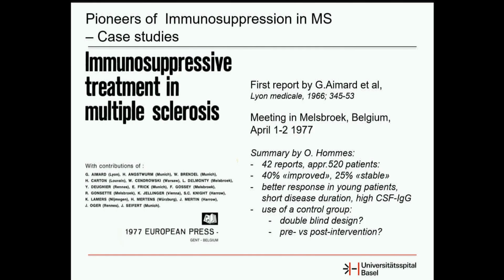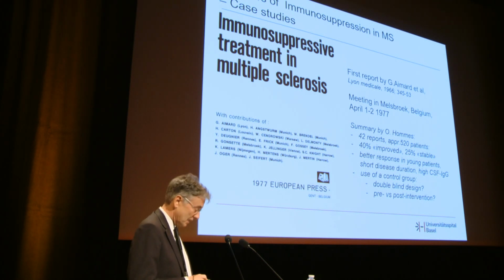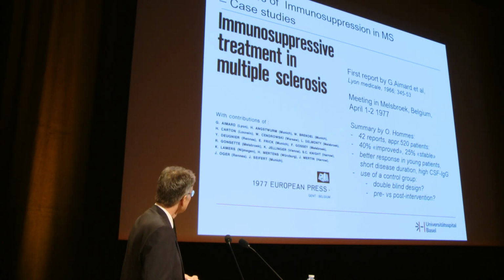So this is a tribute to the pioneers of immunosuppressive treatment in MS. There was a conference in '77 already where Otto Hommes, the founder of ECTRIMS and the Charcot Foundation, summarized 42 reports, most of them observational studies, with approximately 500 patients. 40% were improved, 25% stable, with better response in young patients with short disease duration and high CSF IgG. And of course the need arising from all these discussions: we need control groups, perhaps even a double-blind design, or can we rely on pre and post interventional observations? At this time there was Joël Auger, who is also present here, and later also on the podium, and Savoureau, and of course Gilles Edan, as a youngster at this time.